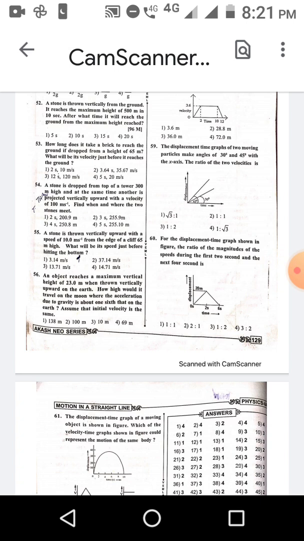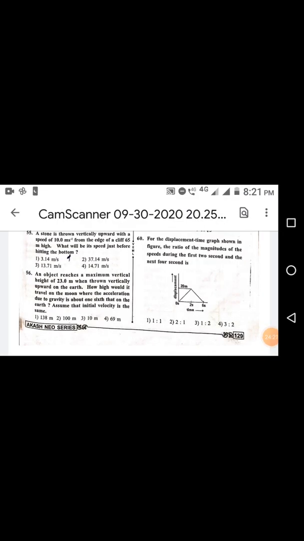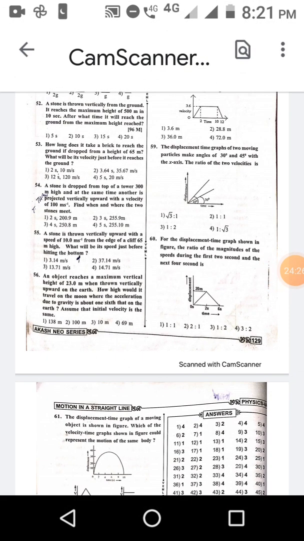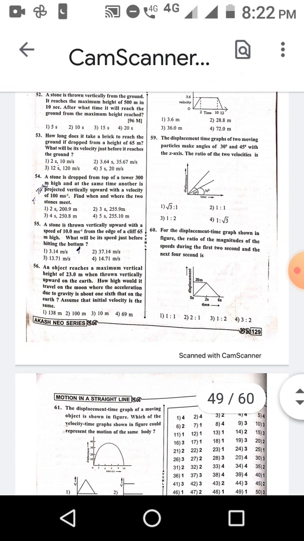Velocity, 20 by 2 gives you 10. 20 meters, and 20 by 2 gives you 10 meters per second. We are going to compare the velocities, right? So v1 by v2 is 10 is to 10 by 5, which is 2 is to 1. So the answer is option 2, 2 is to 1.